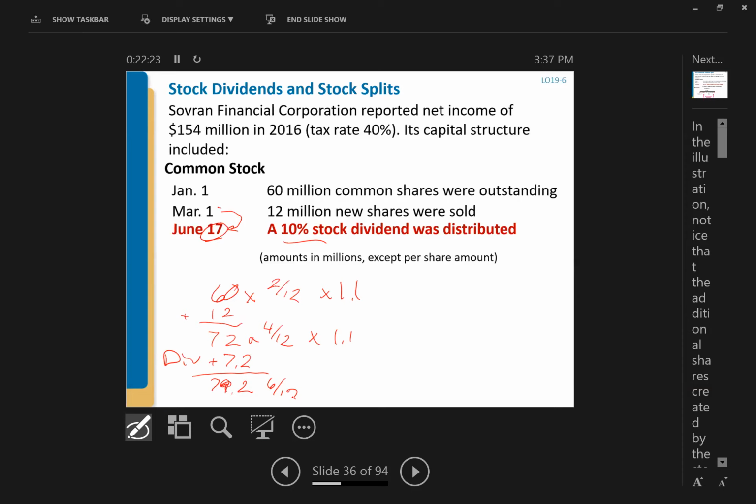And so 60 times 2 divided by 12 times 1.1 gives us 11. 72 times 4 divided by 12 times 1.1 gives us 26.4. And then 79.2 times 6 divided by 12 gives us 39.6. Add all these up, and we come up with a weighted average of 77.